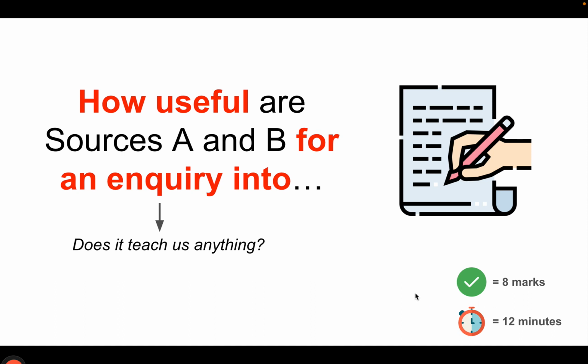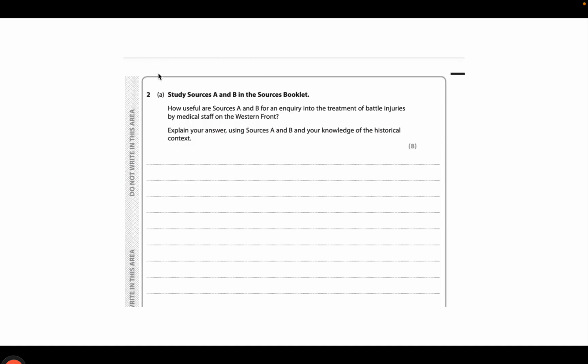For this question, you'll be trying to gain 8 marks, and you'll have a total of 10 to 12 minutes for this. And you want to be spending ideally 1 or 2 of those minutes actually analysing the sources that this question is built around. When you get into the exam room, this is what you will be looking at, and at the bottom, to reinforce the structure, it says explain your answer using sources A and B, the content of them, and your own knowledge of the historical context, that being what you know about the focus of the question.